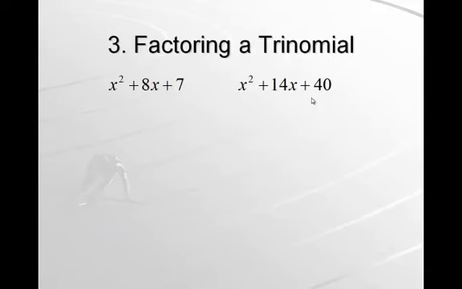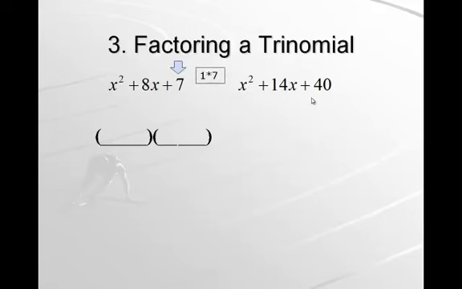Factoring a trinomial, the third thing you should look for in your checklist. A trinomial is something that has three terms to it. X squared plus 8x plus 7 is a trinomial, three terms. Focus in on your end number, which is a 7, and you want to think to yourself, what multiplies together to make 7? Well, the only whole numbers that multiply together to make 7 are 1 times 7.